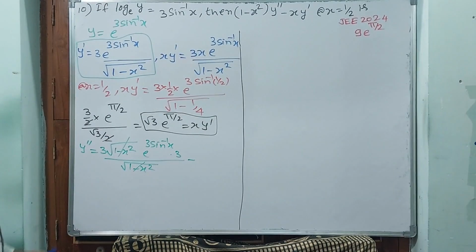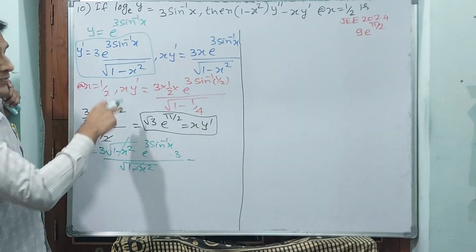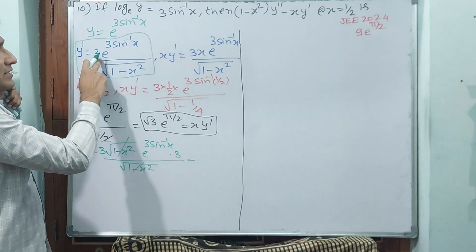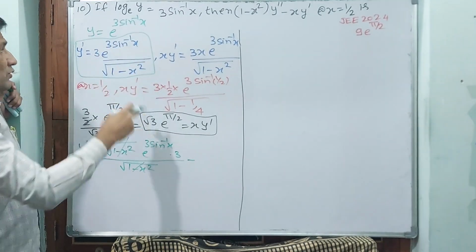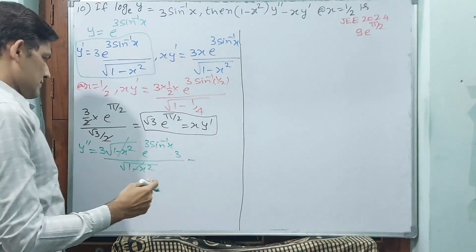Now we go for u by v. V du by dx, then u dv by dx. U means what here? This one.